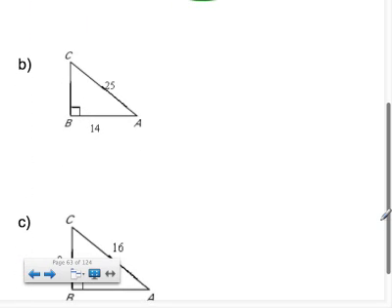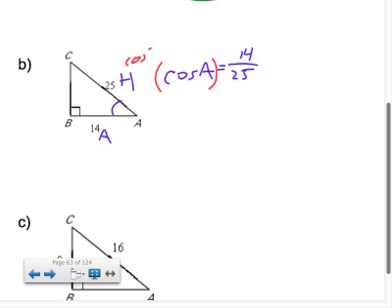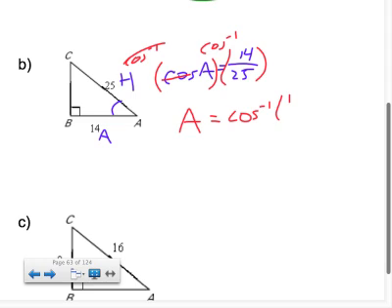So again, we're still trying to find angle A. So now what you have is the adjacent side and the hypotenuse that you're using. If you're using adjacent and hypotenuse, that tells you to use cosine. So cosine of A equals adjacent over hypotenuse. Again, we're back to square one. I've got to get rid of cosine. So now I do the inverse cosine of both sides. Cancel, cancel. So angle A equals the inverse cosine of 14 over 25.